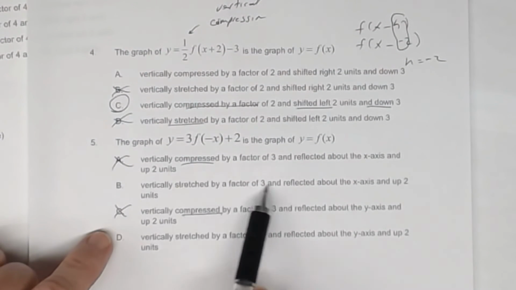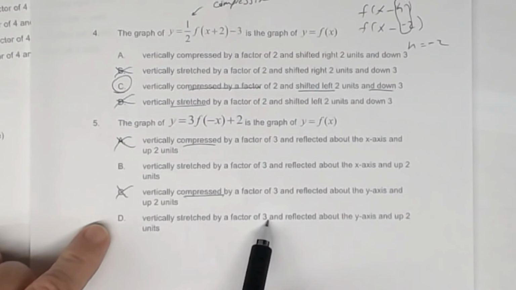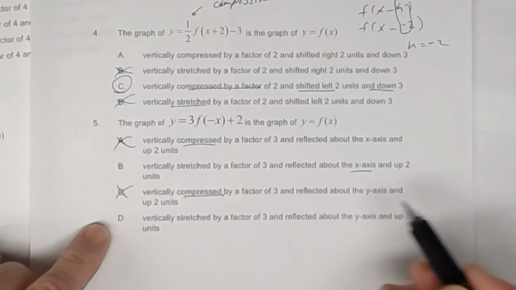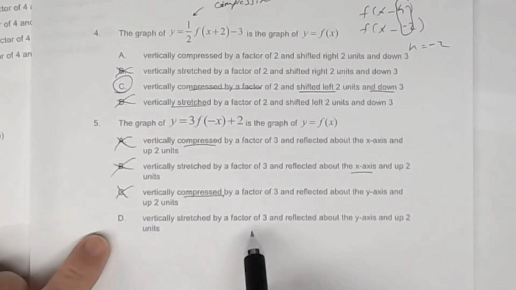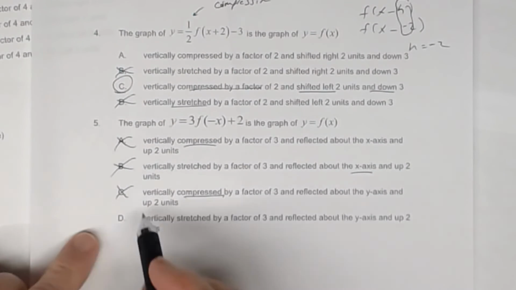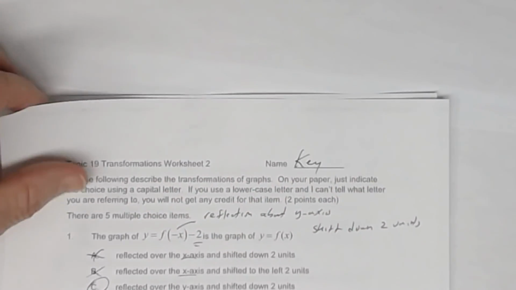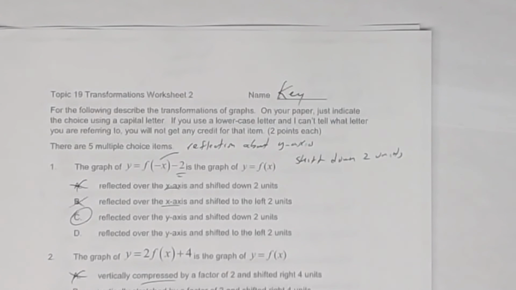So let's see which one it is. So it's going to be vertically stretched by a factor of 3, reflected about the y-axis. See, this says x, right? That says x, so right away I know I can't use that. So the only choice left is D. Okay? And so that is the key to the transformations worksheet number 2.